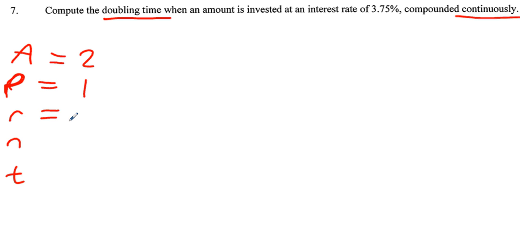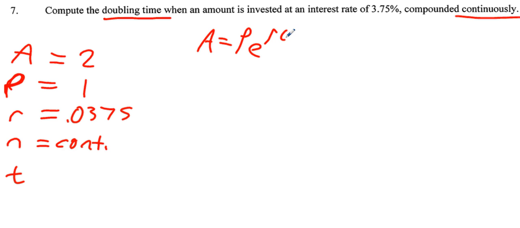So the rate is 0.0375. N is continuous, which means we use APERT. And we're solving for time. So we know everything, plug it in, the amount doubles. The rate is 0.0375 times t.